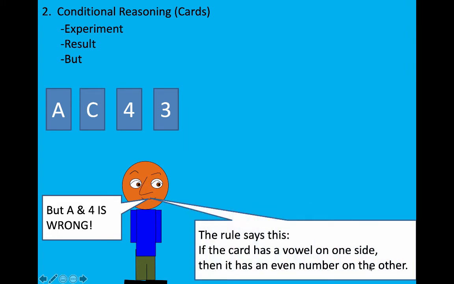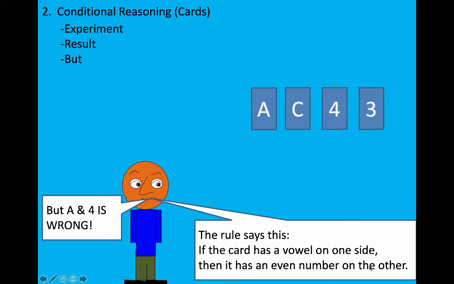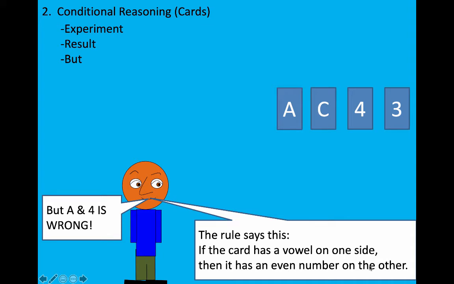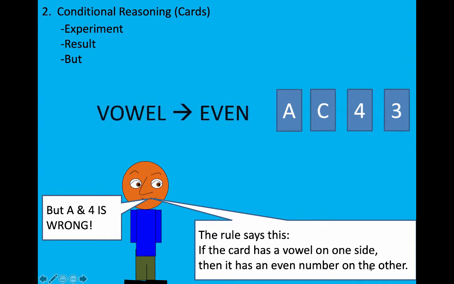And here's what the rule says. If the card has a vowel on one side, then it has an even number on the other side. And now what I want you to do is look at each of these cards with the rule in mind and think about the cards one at a time. So the rule says if vowel, then even. Well, what does if vowel, then even mean?